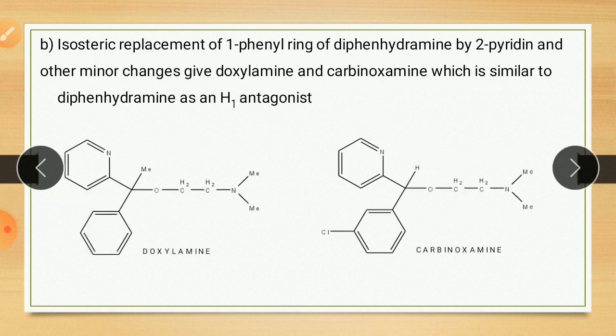Isosteric replacement of one phenyl ring of diphenhydramine by pyridine and other minor changes give doxylamine and carbinoxamine, which are similar to diphenhydramine as H1 antagonists. So here, replacement of one phenyl ring of diphenhydramine by a pyridine ring, and other minor changes, give two drugs, doxylamine and carbinoxamine, which have a similar effect as H1 antagonists.